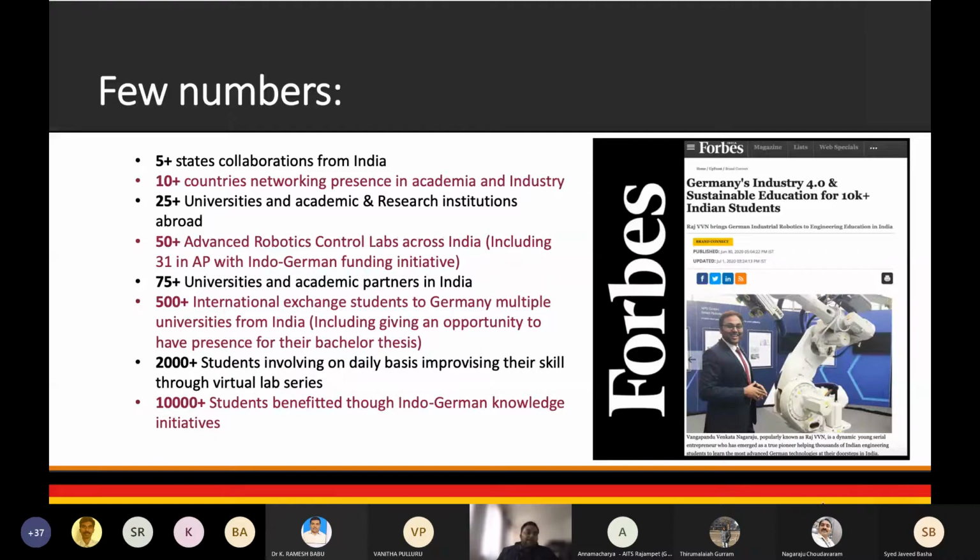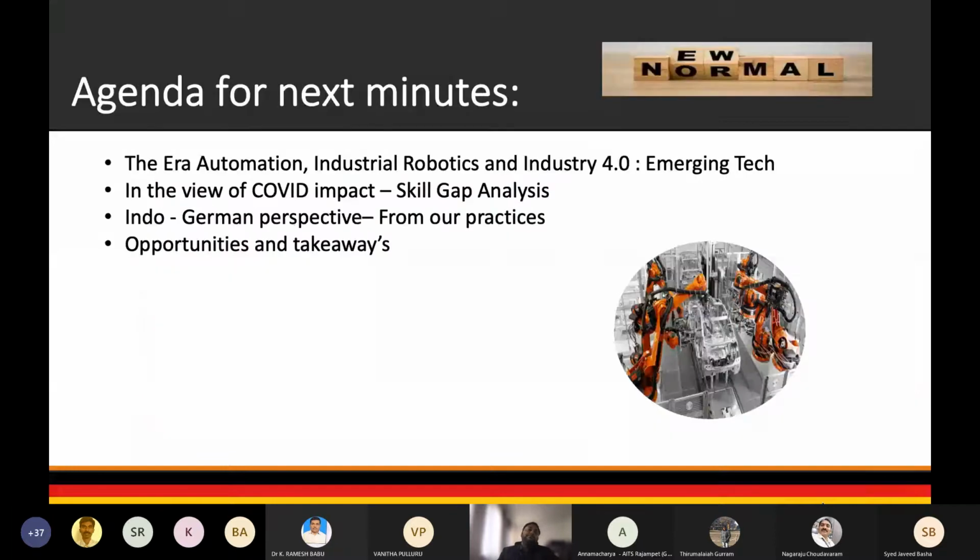And yes, on the large numbers and perspective, we are very happy that we are able to impact 10,000+ students with Indo-German knowledge initiatives, which Forbes also recently noted. So now, jumping into today's topic, there are new technologies and emerging technologies.